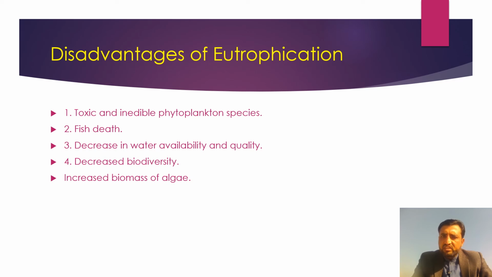The fourth major effect is decreased biodiversity. Biodiversity refers to the presence of various living organisms in a specified area, that is animals, plants, algae, fungi, bacteria. These all organisms living in a particular area show biodiversity. So with the process of eutrophication, fishes die, plants die, and various fungi die, so biodiversity also decreases. And the fifth major effect is the increased biomass of algae. Biomass of algae is highly increased, due to which the process of photosynthesis is highly affected.